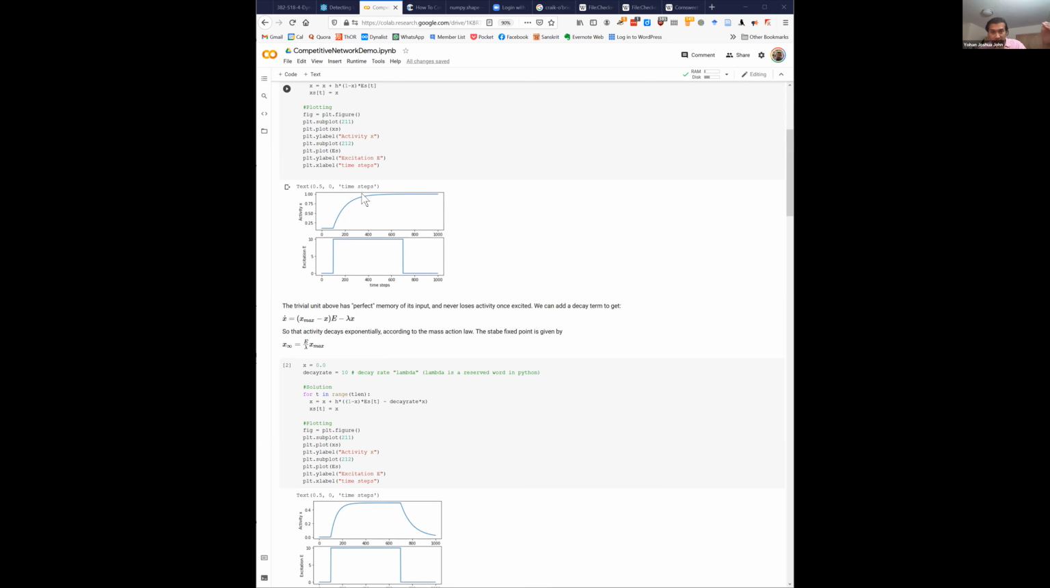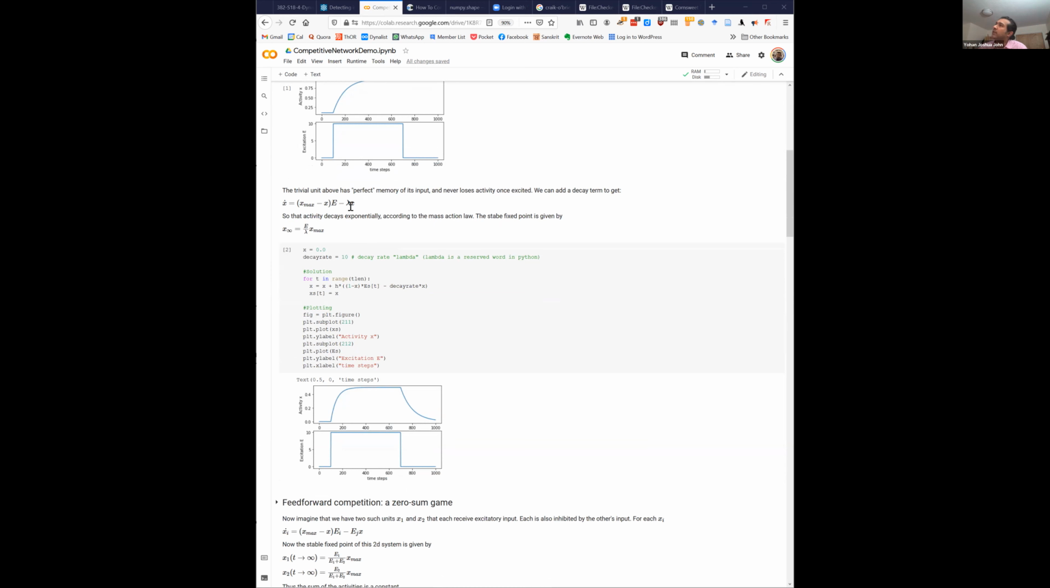That doesn't really happen with isolated cells. There are cells that are intrinsically active, but we can just ignore those for now. So we add this lambda x term, minus lambda x. Again, if you ignore the excitation part and just look at minus lambda x, we've already looked at those kinds of systems: exponential decay. It's like the first chapter of Strogatz, basically.